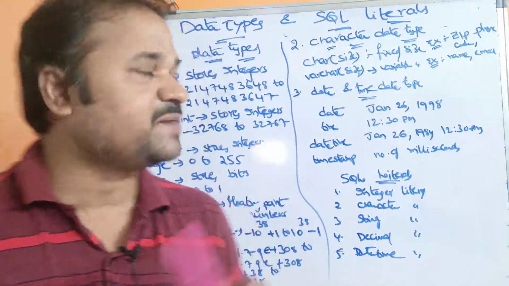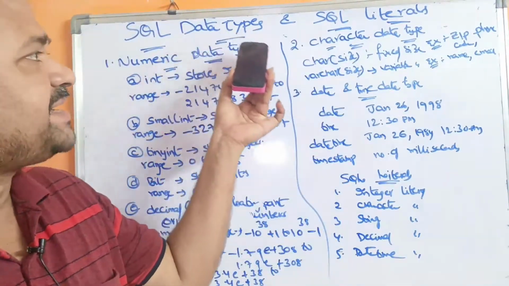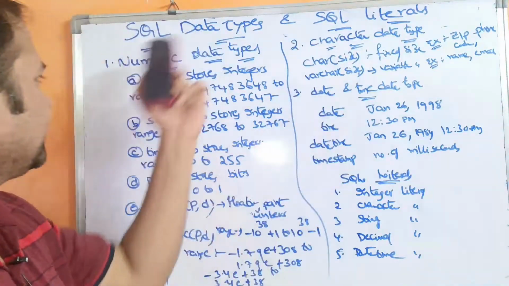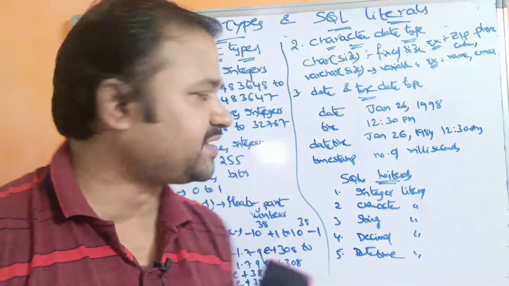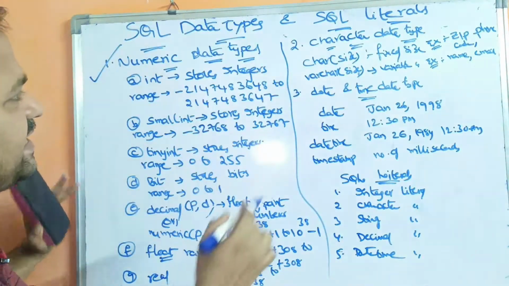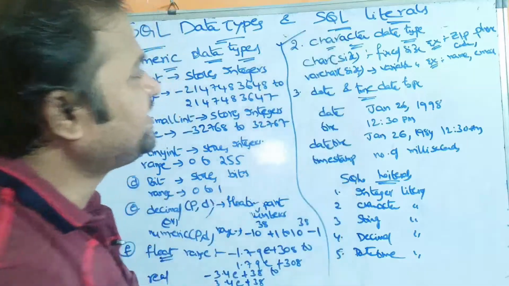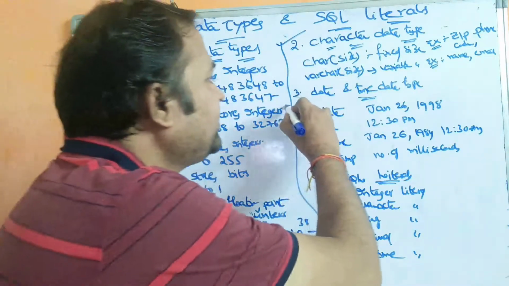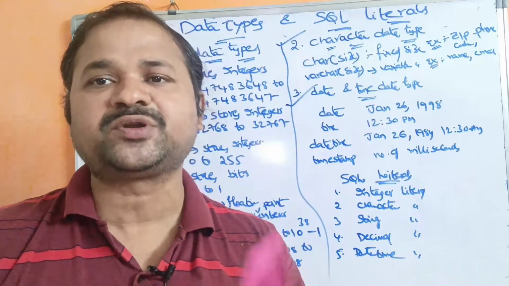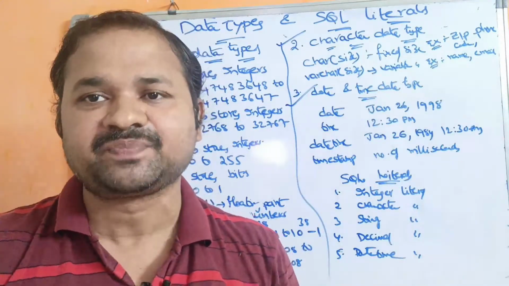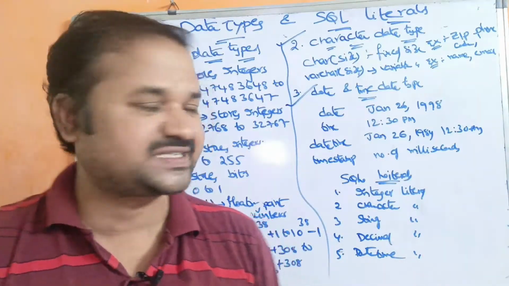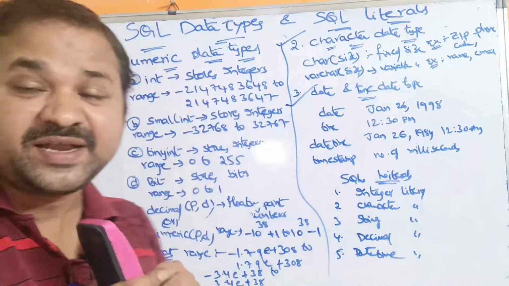Now let us discuss SQL data types and SQL literals. Mainly the data types in SQL are classified into three types. The first one is numeric data types, the second one is character data types, and the third one is date and time data type. First let us discuss these data types in SQL, and after that we are going to see SQL literals. First let us see numeric data types.